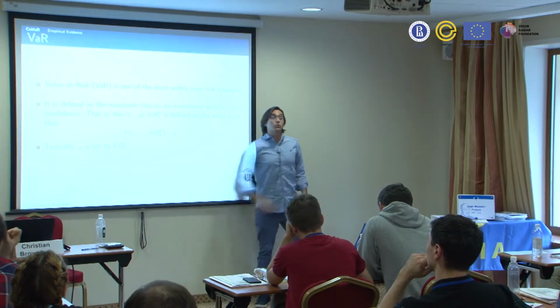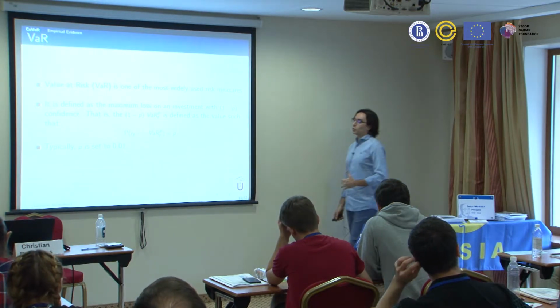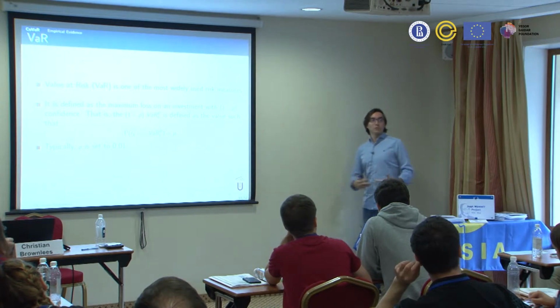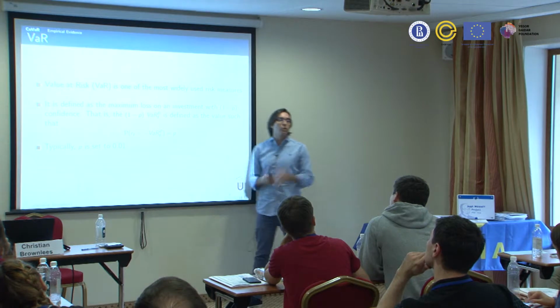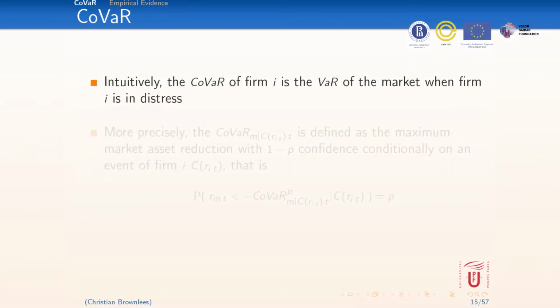You can think of the value at risk simply as a tail quantile of the conditional return distribution that tells you the most extreme outcome that you're going to experience with some degree of confidence. And as I said, this is used a lot, and it's used to compute capital requirements of financial institutions. Now, how does the CoVaR work?